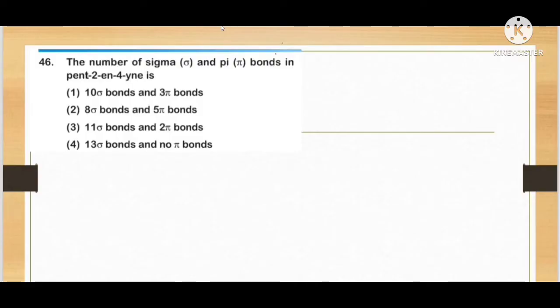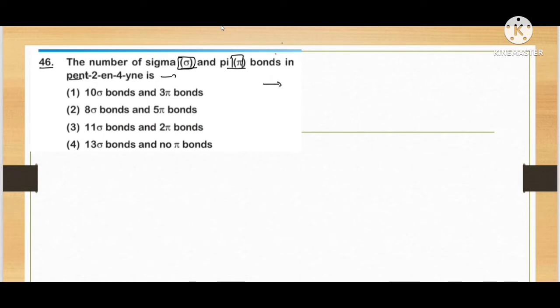Now let us discuss the 46th question. The number of sigma and pi bonds in pent-2-ene-4-yne is. Here they are asking for the number of sigma bonds and pi bonds in the given compound. Now let us try to write the structure of the given compound.